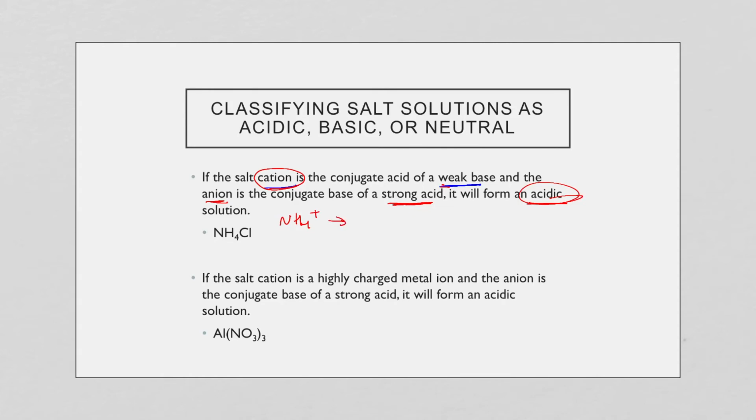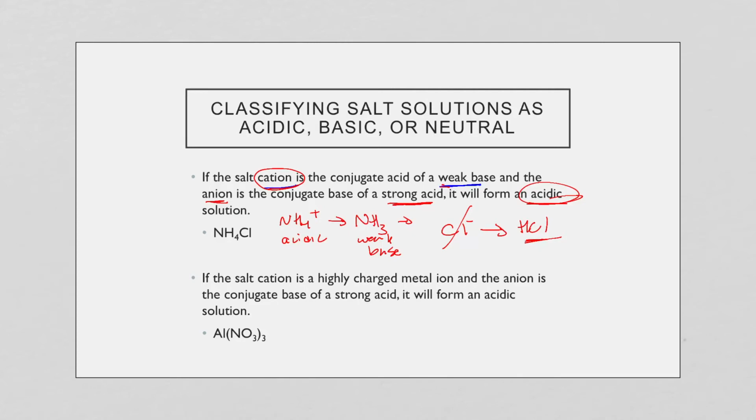Right? It's the conjugate of the weak base ammonia. So this is going to give you an acidic solution, because this is a weak acid, since it comes from a weak base, whereas the chloride ion is the conjugate of a strong acid, and so this is not going to have any effect on the pH. So we end up with an acidic solution. If only the positive ion has an effect on the pH, then we're going to get an acidic solution.